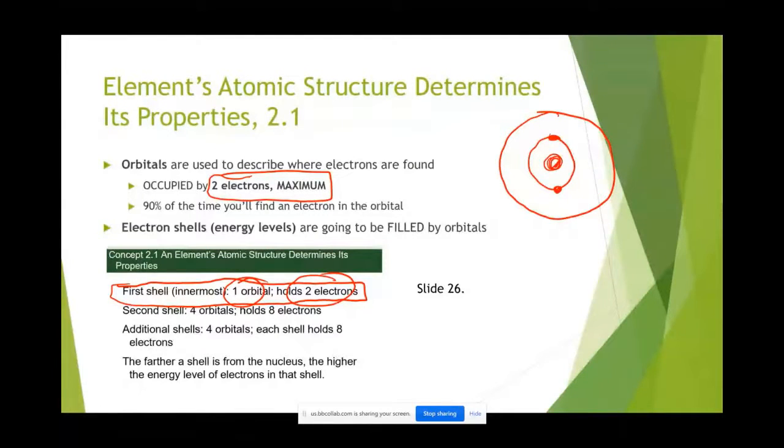I just want to know, does this confuse you or no? I think this is where I get a little confused, because the first part says it's occupied by 2 electrons maximum, but then it says 8 electrons in the second shell. Exactly. This is what I'm going to explain to you right now, because I knew people were confused. I was like, okay, I've got to go through this.